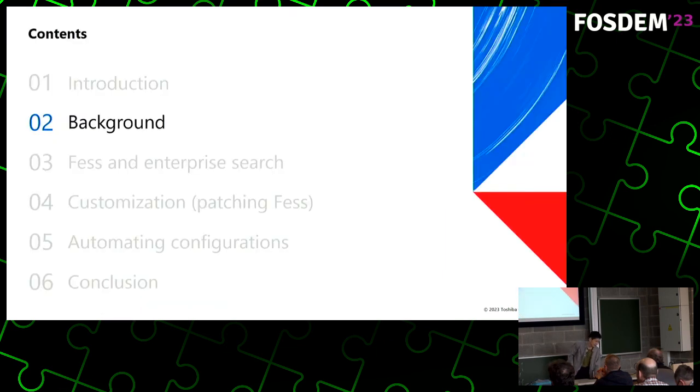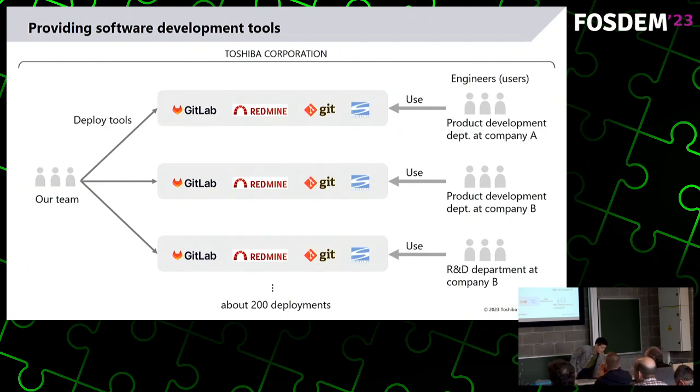So now onto the background. In large corporations like ours, we typically have lots and lots of companies. And our team's job as a software engineering center is to deploy and provide tools to other Toshiba companies, like product development departments and R&D departments. Now, we have about 200 units of deployment, and we have these tools that are heavily OSS-based. And now let me quickly turn on the user pointer here. So we have a few more, but these four are like a core of our tools.